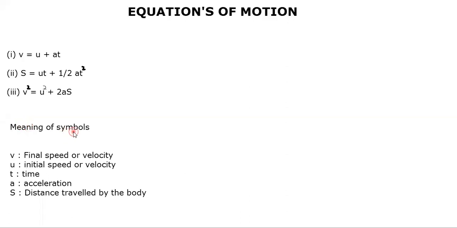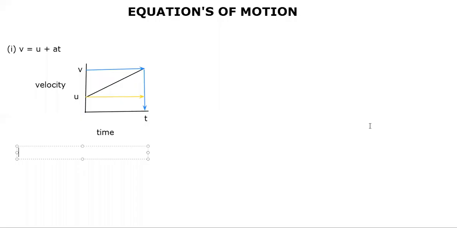The meanings of the symbols are given below. V means final speed, u means initial speed, t means time, a means acceleration, s means distance traveled by the body. In this video, we are going to derive or prove all these three equations. To derive all three equations, we are going to use the same diagram that I have made over here.